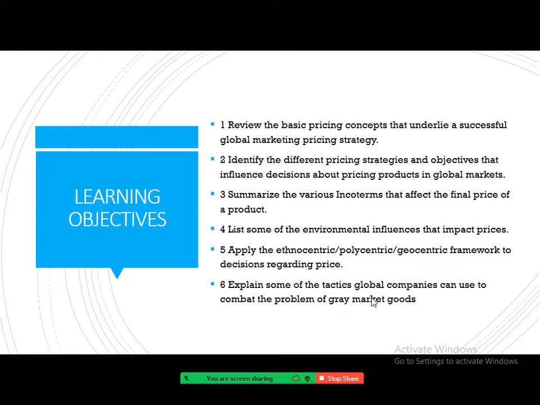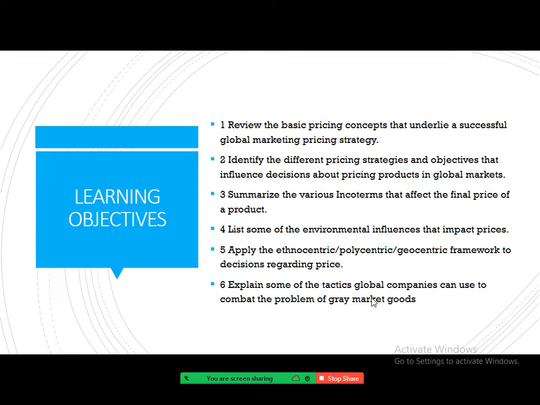Learning objectives for today's session. Our first learning objective is to review the basic pricing concepts that underlie a successful international marketing pricing strategy. Then identify different pricing strategies and objectives that influence the decision about pricing products in global markets.